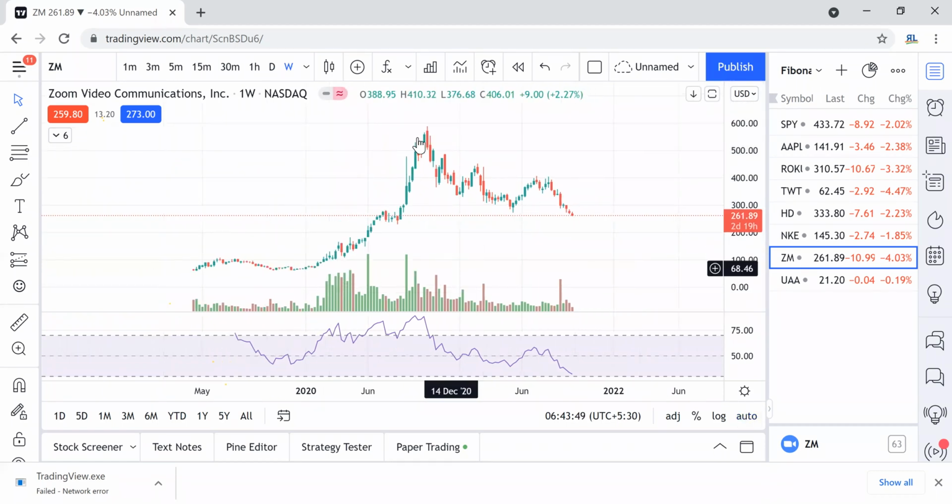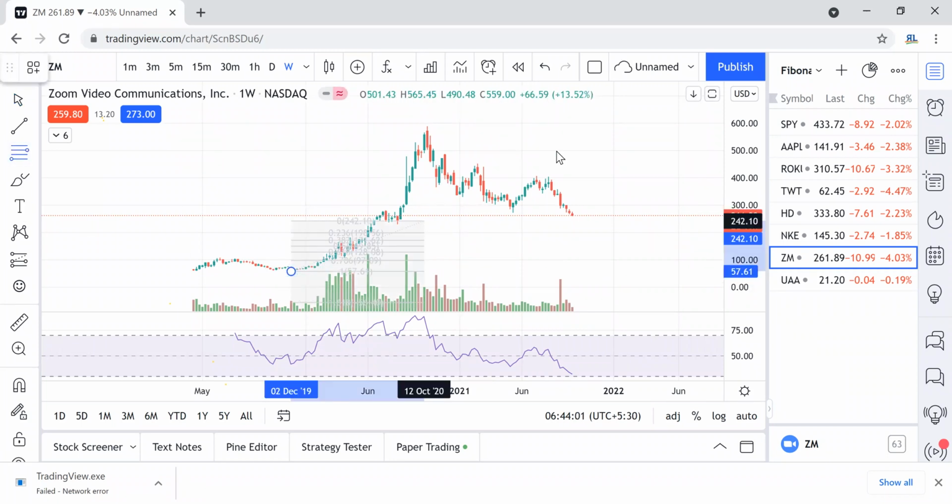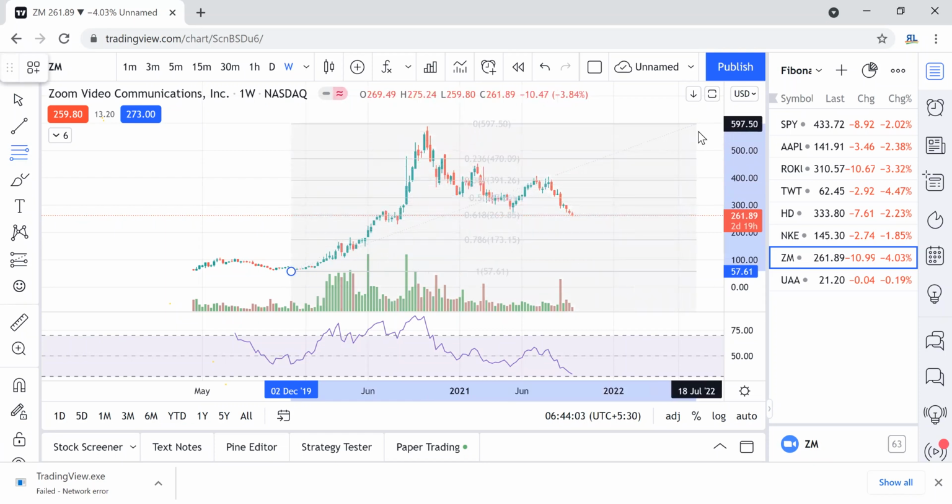All right. We can all agree that Zoom is making lower highs and lower lows. So this is its downtrend. This is a weekly chart, by the way, guys. So this may not be the most precise fibs, but I just want to show you guys why he said that and how cool this is.